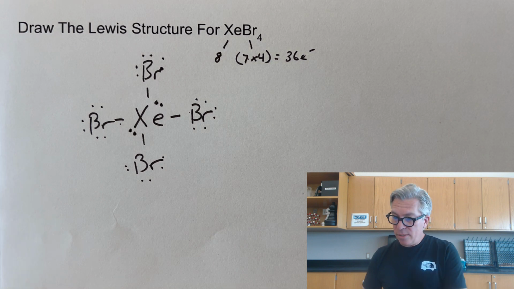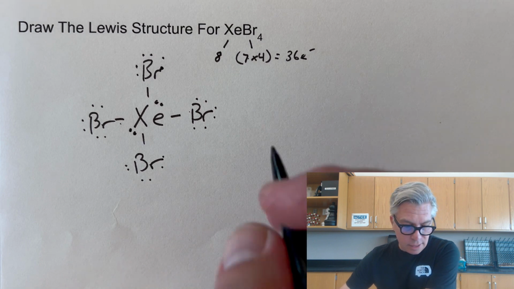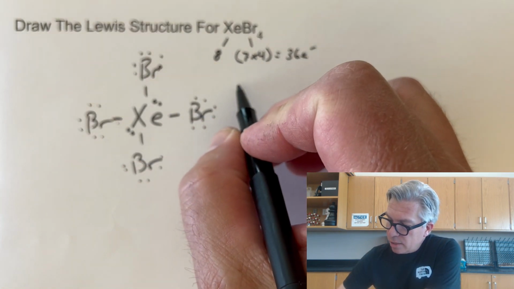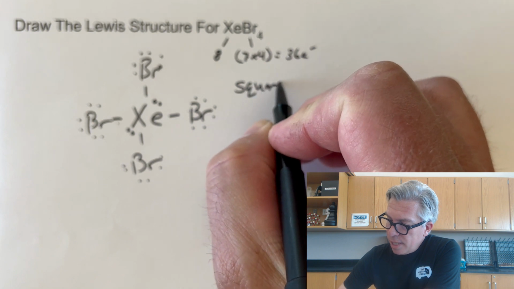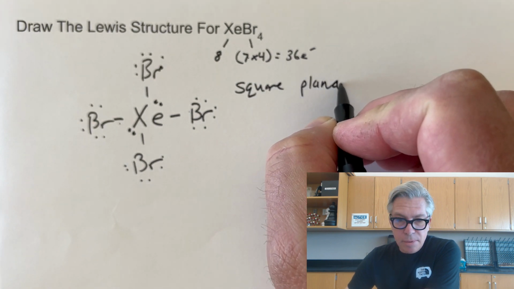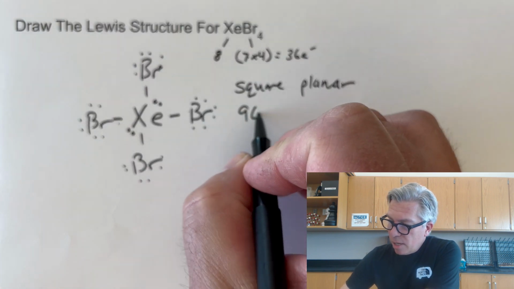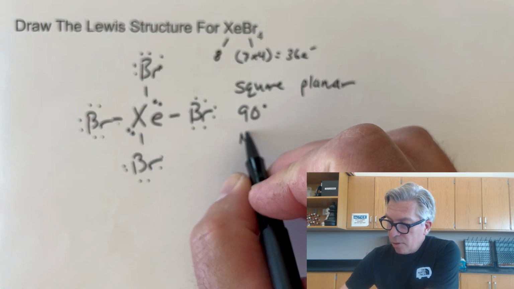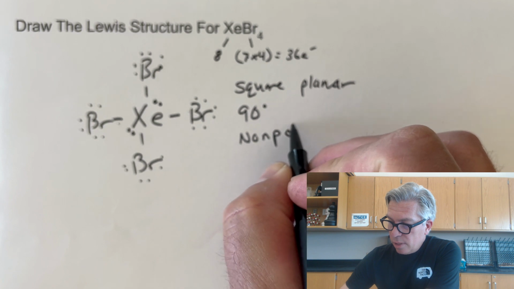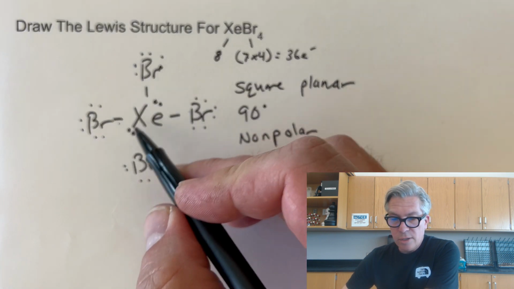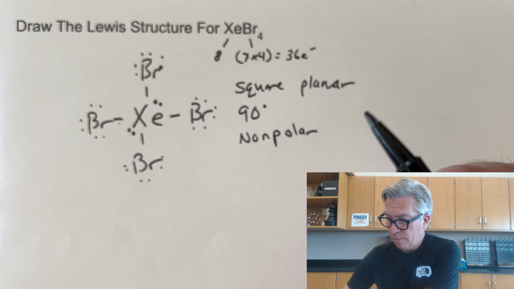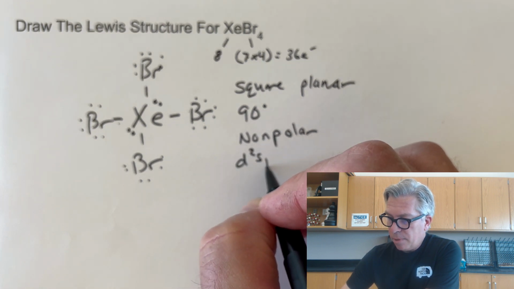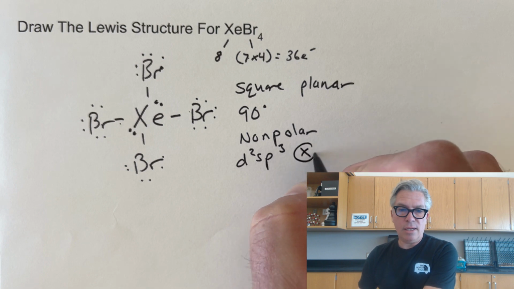And hopefully you found it. It's way at the bottom of most charts. It's in the octahedral section, but 4 bonds and 2 lone pairs is going to be a square planar shape. It's going to have 90-degree bond angles, 90 in all directions. It's going to be non-polar, so it's one of the exceptions. Usually lone pairs make it polar, but here we have non-polar. And then this would be d2sp3, but again, we're told that's not going to be on the AP exam.